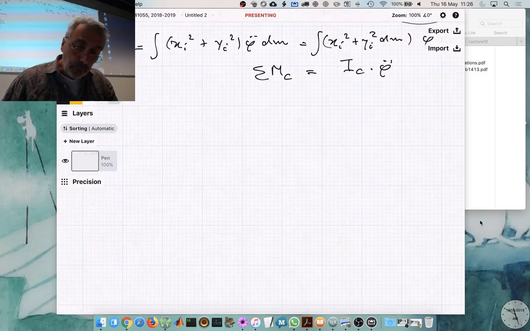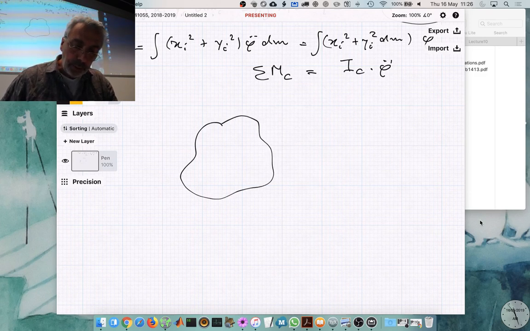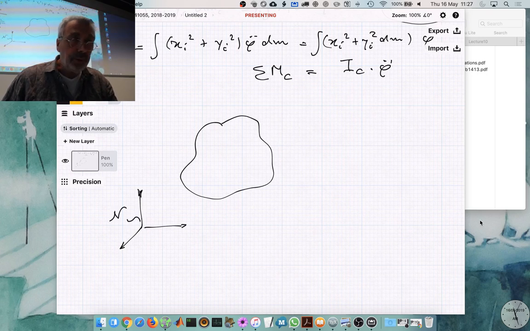So I have to draw a potato, right, like this. So suddenly now it's a spatial thing. So we have some reference frame, we usually call that an inertial frame. And then the inertial frame is, what did I use? Just X, Y, and Z.